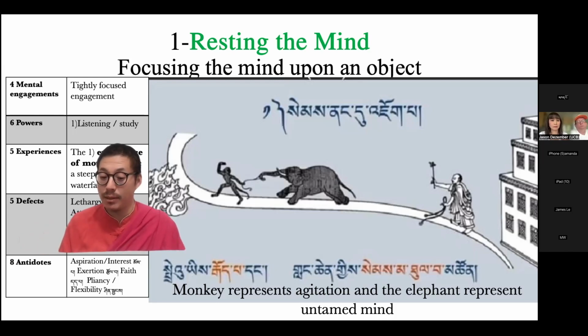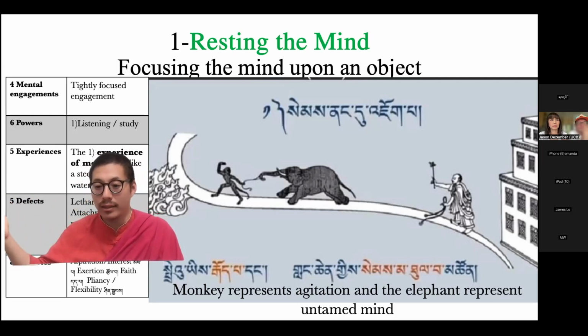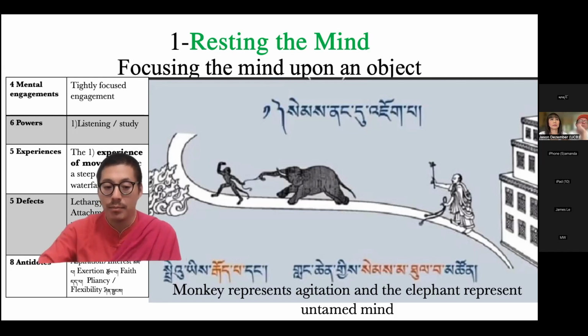The greatest enemy when we are meditating or trying to keep our mind calm is either dullness, sinking, lethargy, they are the same, or agitation, going wild, scatteredness. These are the two greatest enemies of calming down and keeping our mind peaceful. So this monkey represents the agitation of our mind, and the elephant represents the untamed mind.